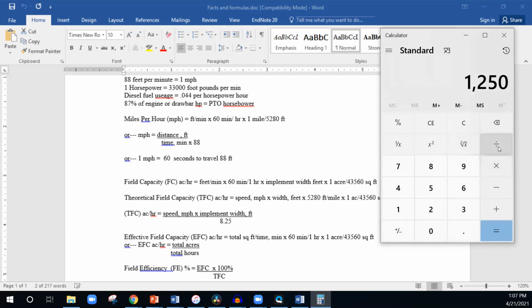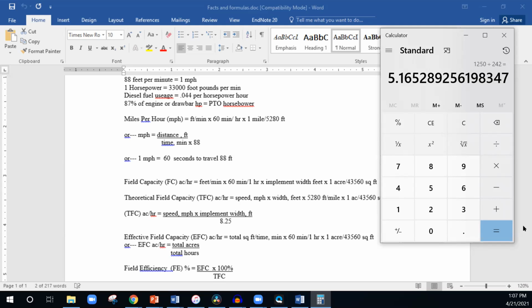We're going to take 1250 divided by 242, okay, and we're going to get 5.165. We can round to the nearest 2 points past the decimal. That's typically where we want to be.